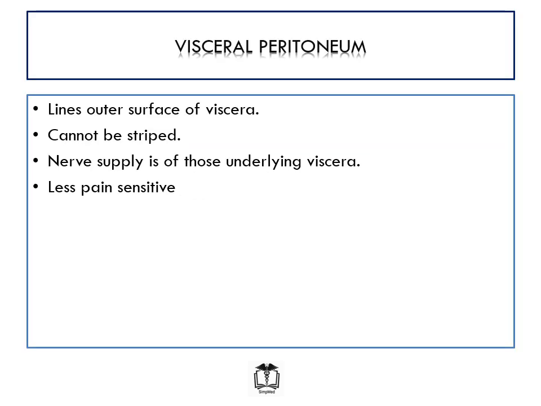Visceral peritoneum is involved in lining the surfaces of viscera. It cannot be stripped from the viscera, so it is part and parcel of the viscera. And in contrast to the parietal peritoneum, the visceral peritoneum tends to have its nerve supply derived from the underlying viscera. As a result, this type of nerve supply tends to have less pain sensitivity when we compare it to the parietal peritoneum. That is why the pain that comes from an organ pathology cannot be compared to the pain that comes from a surface pathology, like a skin pathology or a wall pathology in the abdomen.